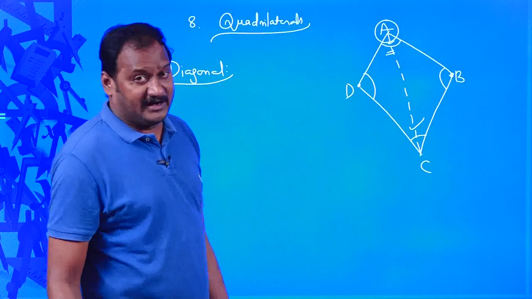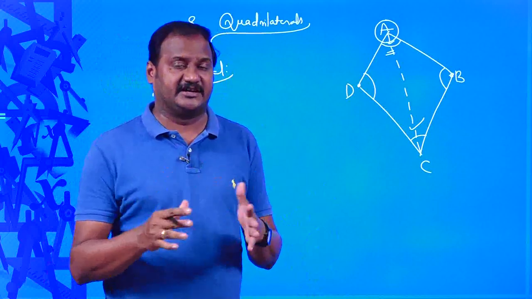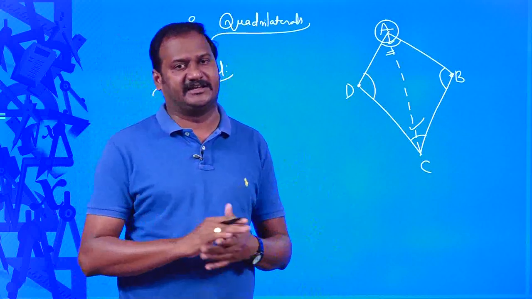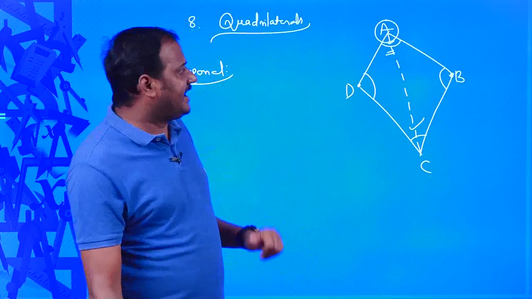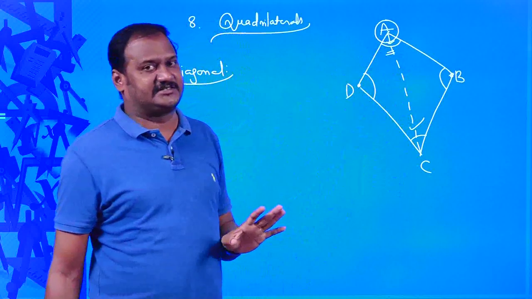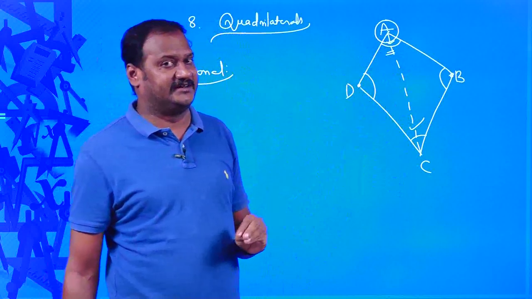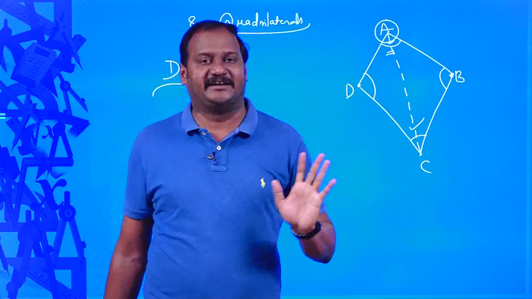Diagonal of a quadrilateral or diagonal of a pentagon or diagonal of a hexagon, whatever it is, diagonal of a polygon. What do you mean by diagonal? Can I define a diagonal as the line segment joining two opposite vertices? Will you agree with my definition? But I do not agree with my definition.